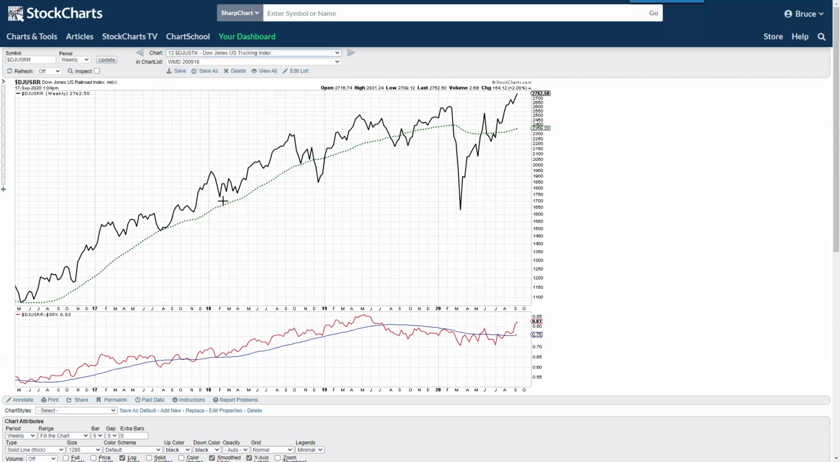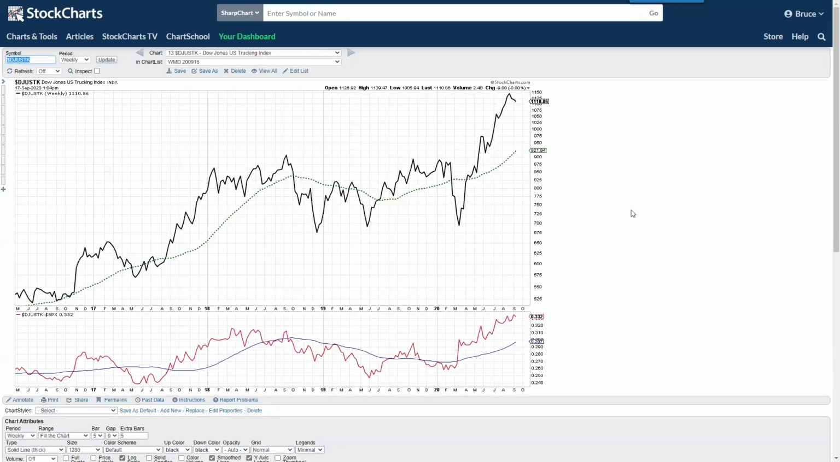And the last one let's look at is trucking. You can see that trucks are up, but also trucking is up. And so again, here's a big reaccumulation structure and a resolution to the upside.